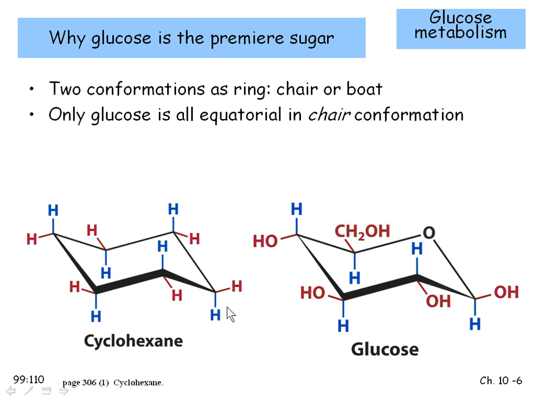And if we compare glucose to cyclohexane, in cyclohexane, all the carbons have on them is hydrogens. In glucose, it has alcohols, but the alcohols are all in the equatorial position. They're pointing away from the center of the ring. The axial positions that go up and down are all hydrogens. And glucose is the only sugar that has all equatorial substitutions when it's in the chair configuration. And this may be important to why it was picked to be the most common, widely used sugar.